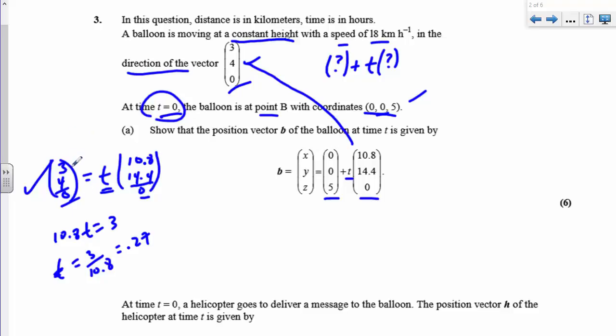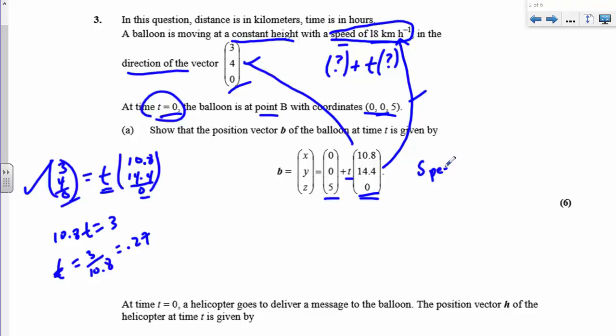That would prove this. This would be adequate. Another thing that you might want to consider is this is a velocity vector here. If you take the magnitude of this vector, it's equal to the speed of the balloon. They tell me that the speed of the balloon is actually what? 18 kilometers. So the magnitude of this vector is actually the same thing as 18. If you can show that, that would be fine.